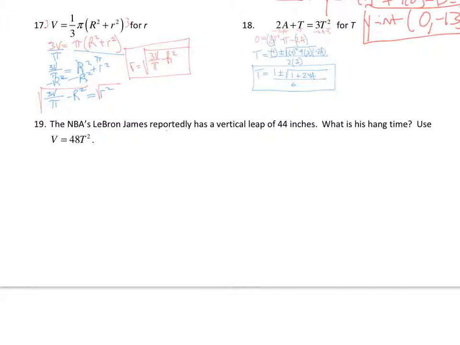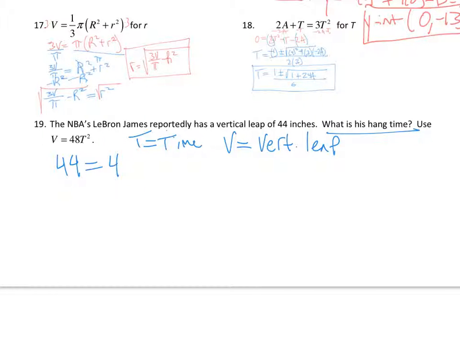Let's look at 19. We've got LeBron James. His vertical leap is 44 inches. What's his hang time? Okay, so there's probably a little more explanation that should be here. T is time, and V is vertical leap. So if we have a vertical leap of 44, we just want to find out what t is. That's all we're asking. So we can divide by 48.